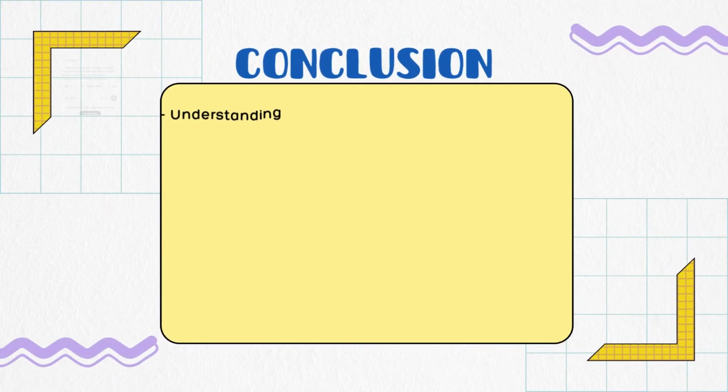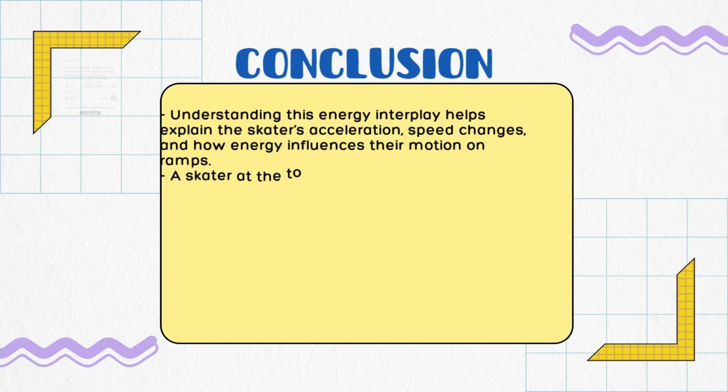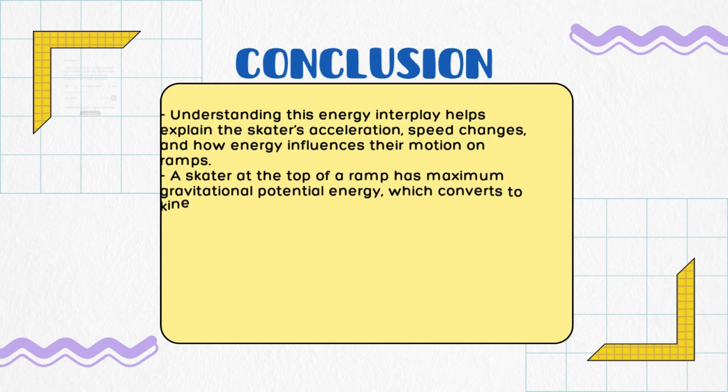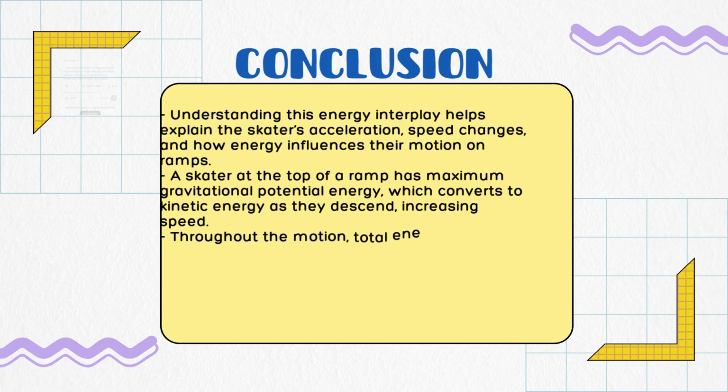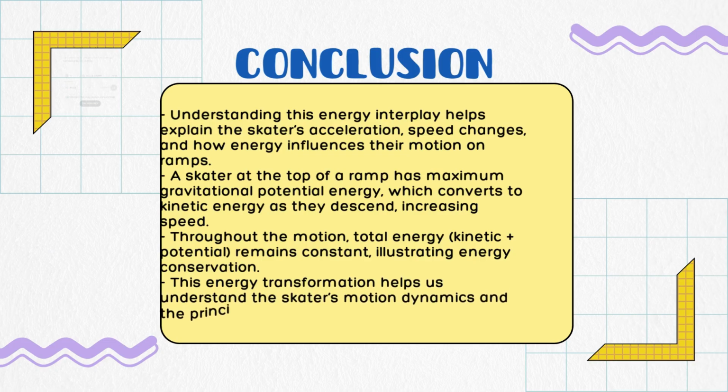Conclusion: understanding this energy interplay helps explain the skater's acceleration, speed changes, and how energy influences their motion on ramps. A skater at the top of a ramp has maximum gravitational potential energy, which converts to kinetic energy as they descend, increasing speed. Throughout the motion, total energy, kinetic plus potential, remains constant, illustrating energy conservation. This energy transformation helps us understand the skater's motion dynamics and the principle of energy conservation in action.